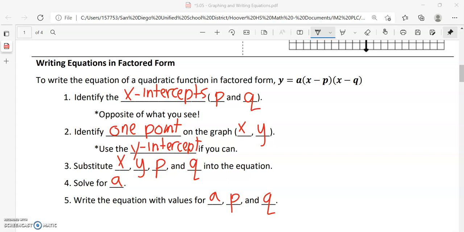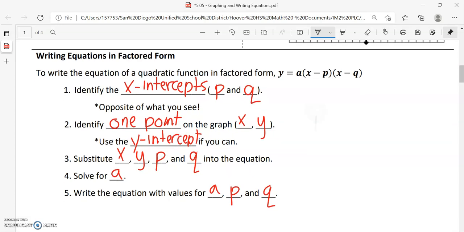Then we identify another point on the graph, preferably your y-intercept, mostly because your x value will be 0, and it's just easier. Then you substitute x, y, p, and q in the equation, and you solve for a. So let's do that for Model B.